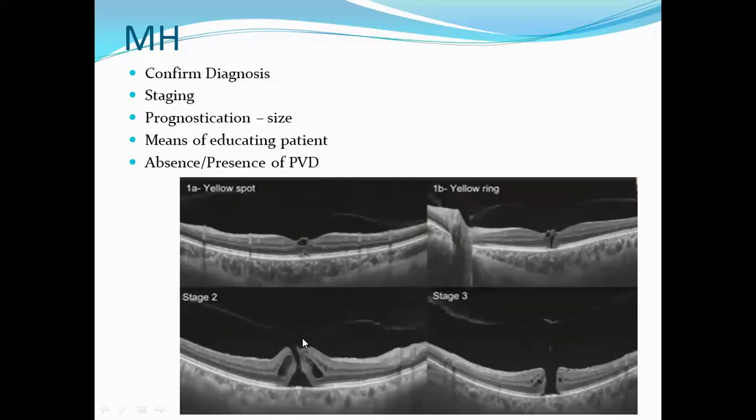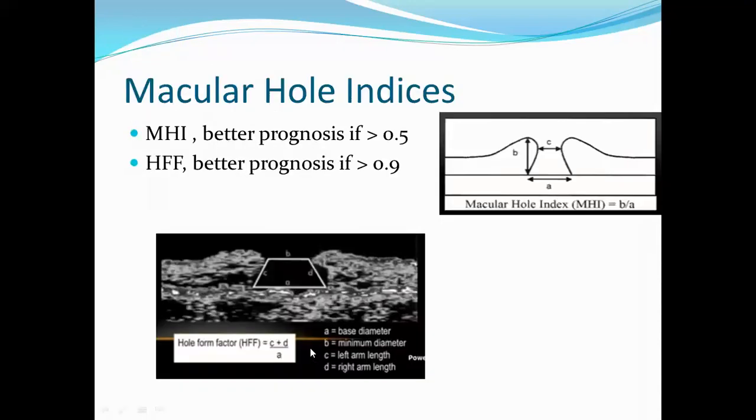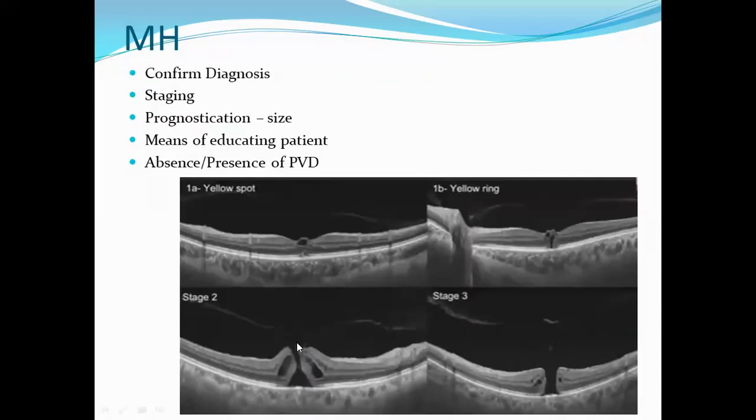Then stage 2 macular hole is when the perifoveal vitreous is attached to one edge of the hole. So यहाँ पे देखेंगे इस edge से ये separate हो गया है, but एक edge पे this perifoveal vitreous is attached. So this is stage 2 macular hole.